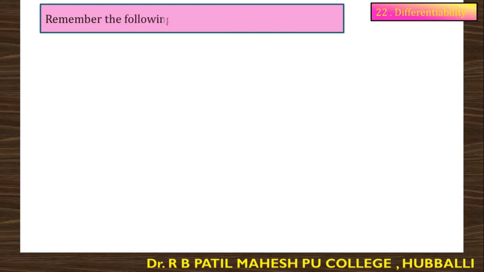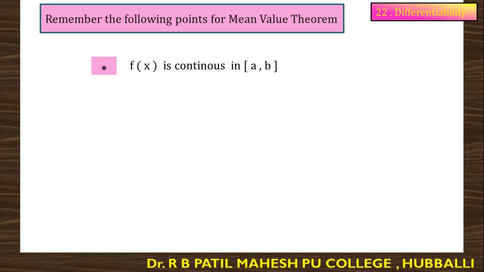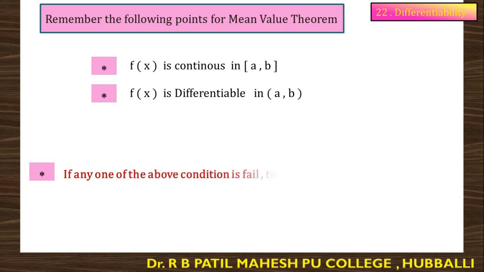Now see the important points. Remember the following points for the mean value theorem. This theorem is applicable if the function is continuous in closed interval a comma b, and the second point is f of x is differentiable in open interval a comma b. Another important point is if any one of these above conditions fails, then the mean value theorem does not hold.